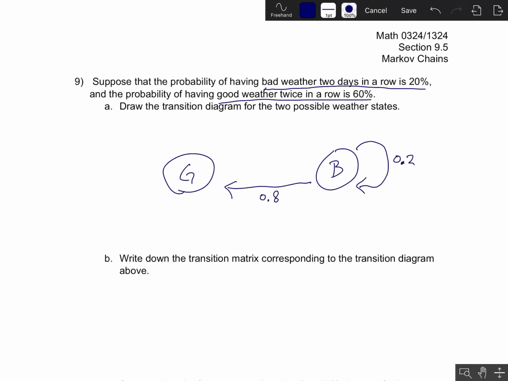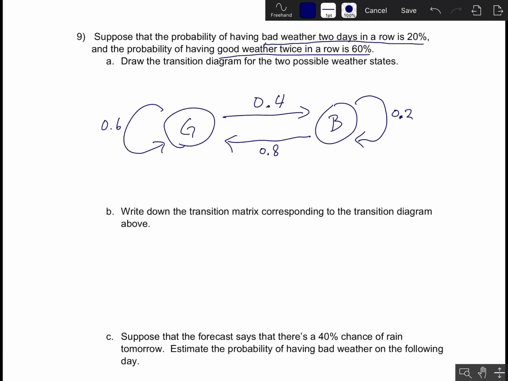to the other state. Similarly here, if we're going from good to good, there's a 60% chance, and therefore there's a 40% chance of transitioning from good to bad if we had good weather today. So that's our transition diagram. Now we can write down the corresponding transition matrix.